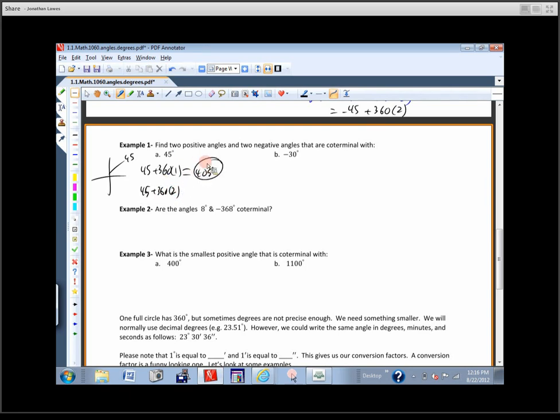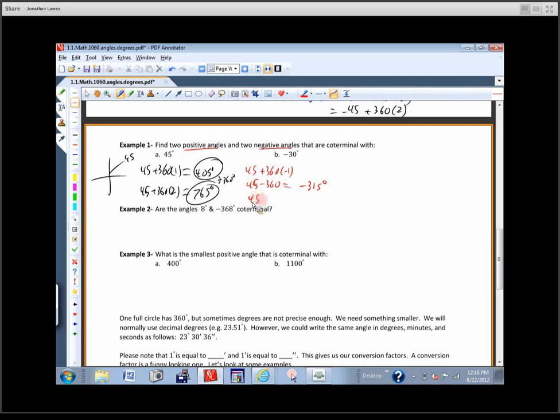Everybody okay with that? This one's going to be 720 plus 45, so that's going to be 765. Is that okay? Or we could have just taken this one and added 360. Okay, that takes care of the positive ones. What about the two negative ones? Start with 45. Okay, and then we're going to add 360 times negative 1, or in essence, 45 minus 360 will give us negative 315.